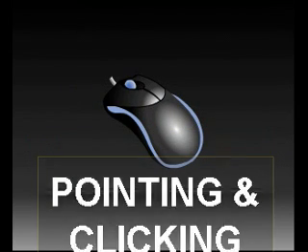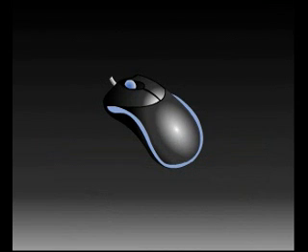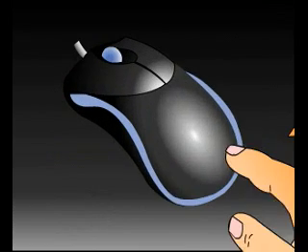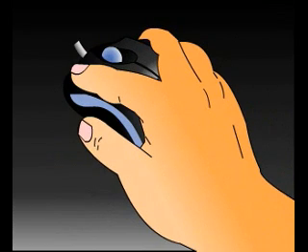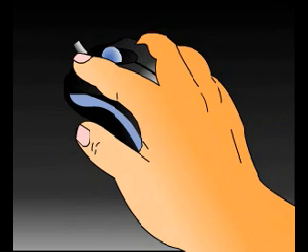Pointing and clicking. Clicking is used in Windows for several purposes, including selecting items and opening menus. Clicking means pressing the left mouse button once, then releasing it quickly so it clicks.